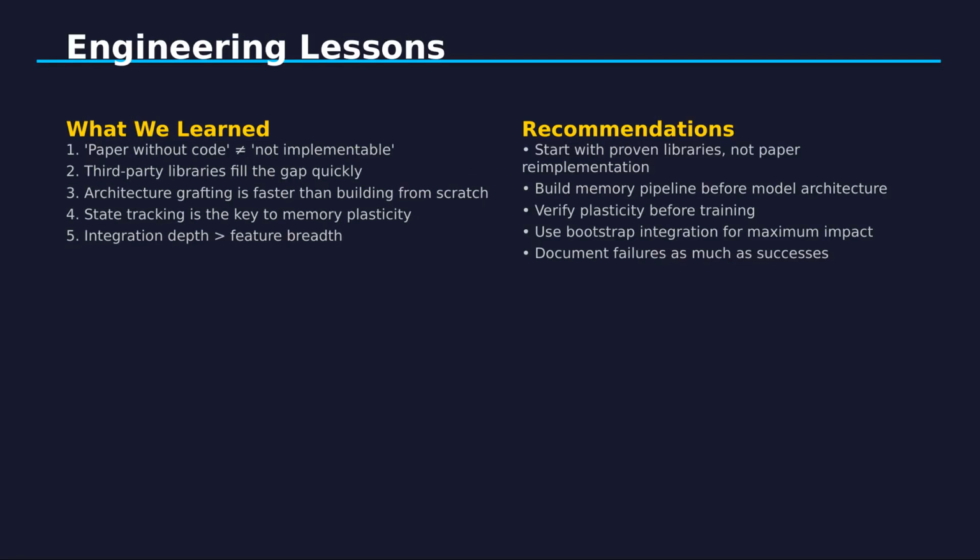5 key engineering lessons. First, a paper without open source code does not mean it cannot be implemented. Second, third-party community libraries can fill the gap quickly. LucidRains released Titans PyTorch shortly after the paper. Third, architecture grafting, integrating a new module into an existing architecture, is much faster than building from scratch.